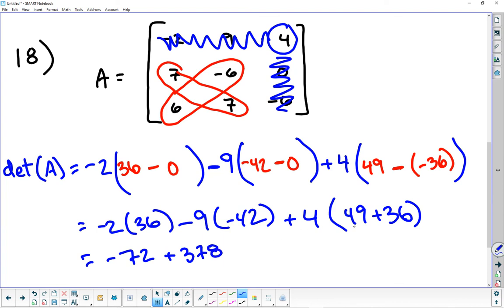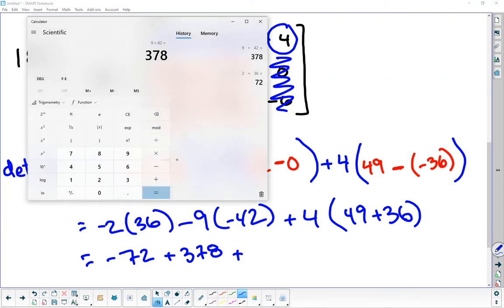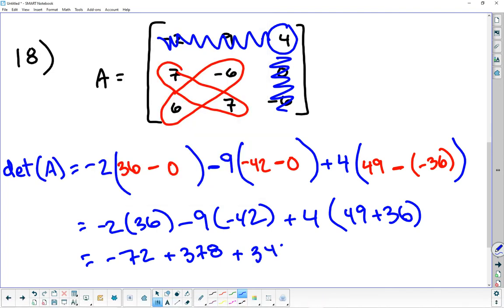All right, and then in the back, I know that if I add these, the 49 and 36, I'll get positive. And if I times it by another positive, I'll get a positive. So the whole thing in the back is going to be positive. Okay, so first, I'm going to go ahead and do 49 plus 36. That's going to equal 85 on the inside, and I'm going to times it by 4. That's going to give me 340. So plus 340.